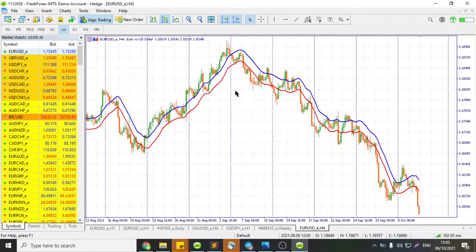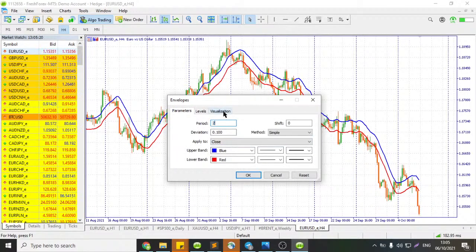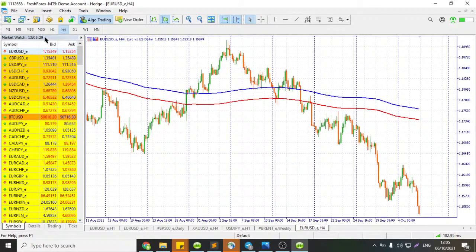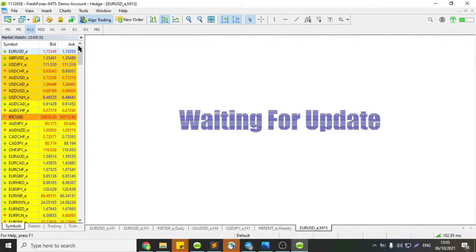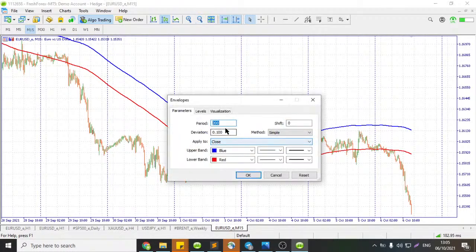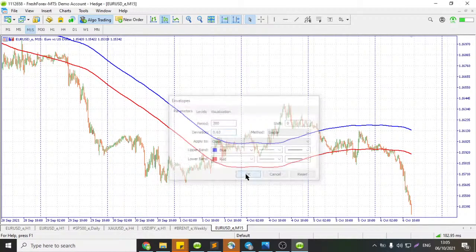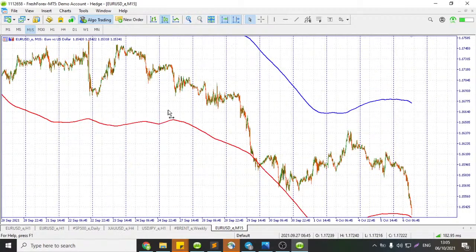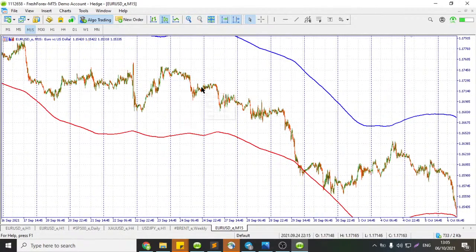Okay, so we do have this. You double click this and then you make this 200. This is the period which I normally use for it if I want to use it, and then it's just simple, and then I apply to close, and then I move to a lesser time frame like the 15 minutes or 5 minutes chart. Then I increase the deviation for it. The deviation I can increase sometimes to 0.63 or 0.21 or 0.56. So this is how it looks on my side.